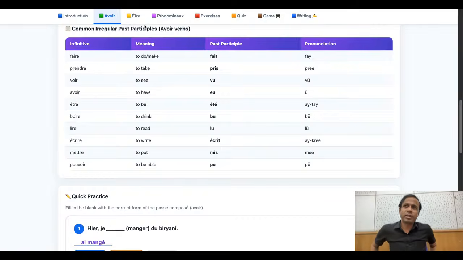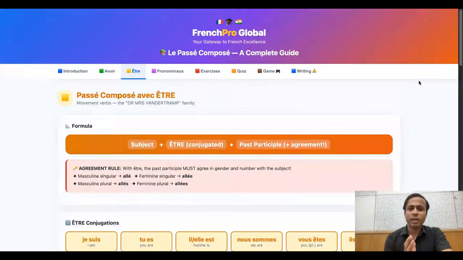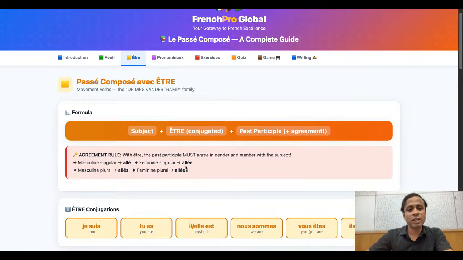Okay, now come to être. So être is a little bit complicated, but if you know 17 verbs, that is going to be very easy for you. When you are making a passé composé with être, you also have to agree with the subject in gender and number. For example, see, agreement rule: with être, the past participle must agree in gender and number with the subject. For masculine singular, for example, allé, which means to go, you have just a-double-l-é, allé, but for feminine singular you have to add an extra e. For masculine plural you have to add s, and for feminine plural, an extra e and s.